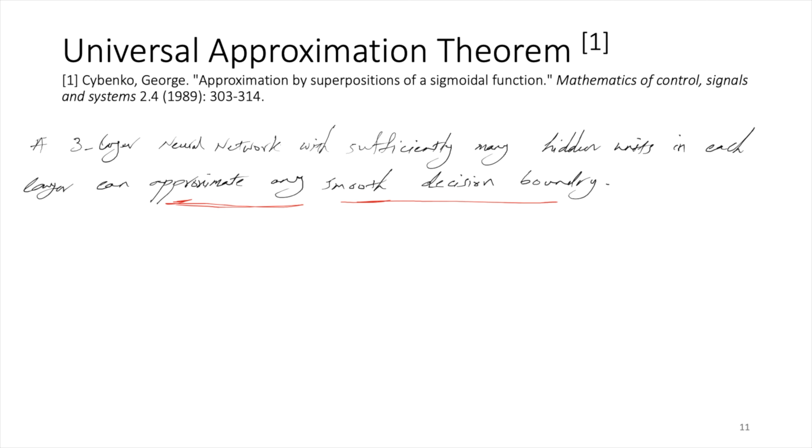I put the proof of the theorem there, and it was well known after by the name of universal approximation theorem. It basically says that a three-layer neural network with sufficiently many hidden units in each layer can actually approximate any smooth decision boundary. I underscore two different points of this theorem, which is approximation first, and then any smooth decision boundary.